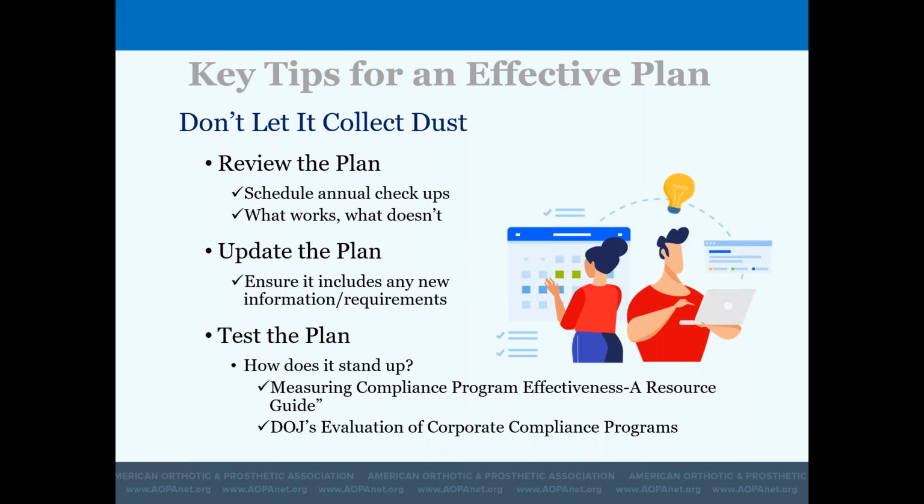There's a document called the Measuring Compliance Program Effectiveness Resource Guide, which was created by industry compliance experts and professionals along with the OIG. This work group came up with a list of over 400 metrics, or what to measure in a compliance plan and how to measure those items. There's also the Department of Justice's tool they use for the evaluation of a corporate compliance program, and there are going to be links for these tools at the end of the presentation. So there are things out there to help you do this yearly update and checking.